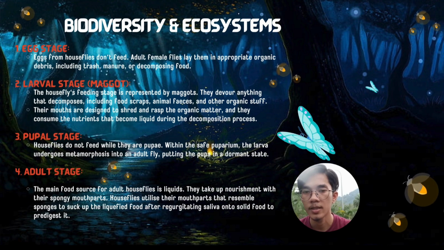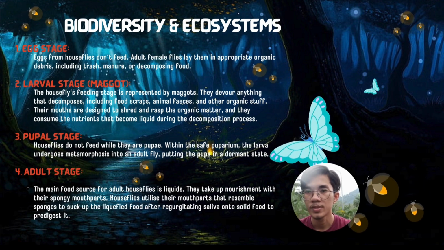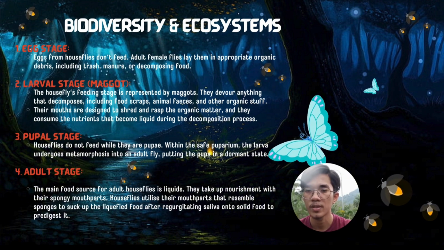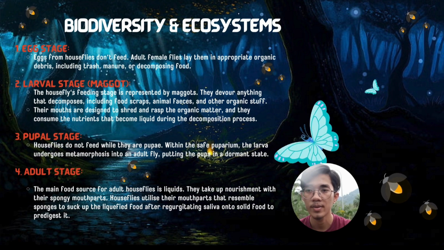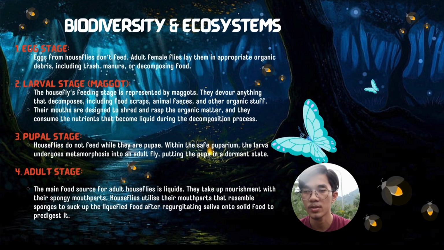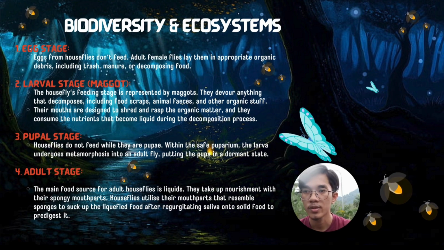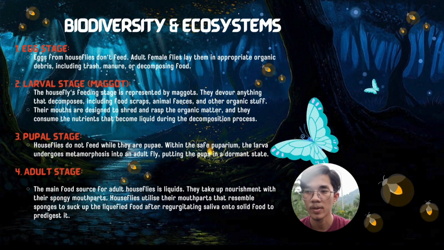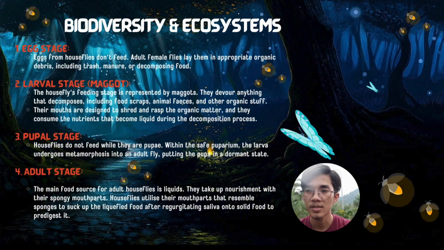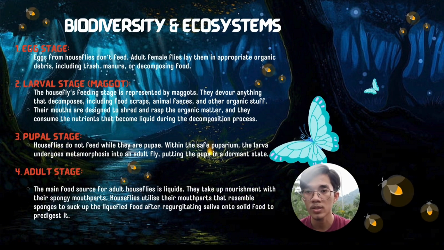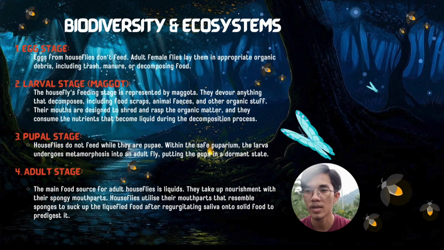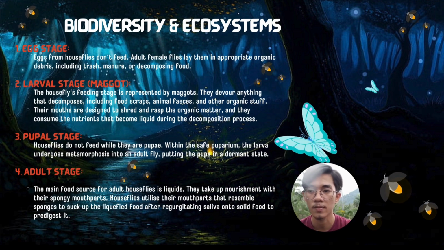And the last slide is biodiversity and ecosystem. First, egg stage. Eggs from the housefly don't feed. Adult female flies lay them in organic debris including trash, manure, or decomposing food. Number two, larva stage or maggot. The housefly feeding stage is represented by maggots. They devour anything that decomposes, including food scraps, animal feces, and other organic stuff.